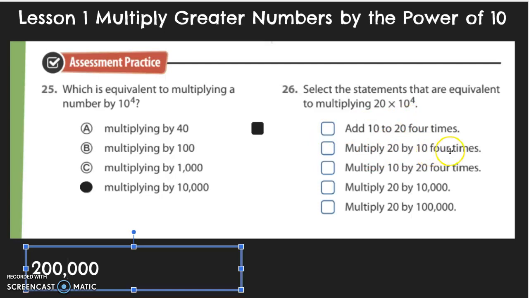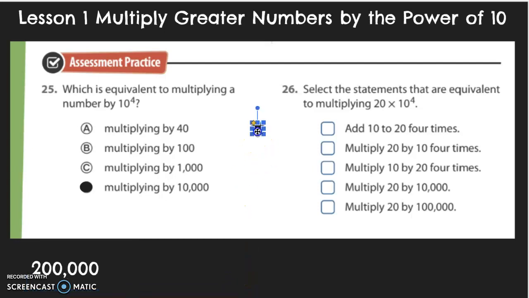Multiply 20 by 10 4 times. So if I take 20 times 10, that's 200. 200 times 10, that's 2,000. 2,000 times 10, that's 20,000. And 20,000 times 10, that's 200,000. Hey, that would be the same answer.